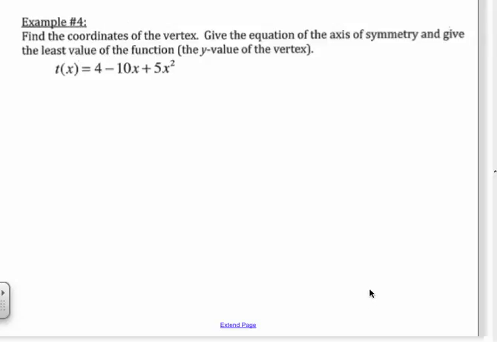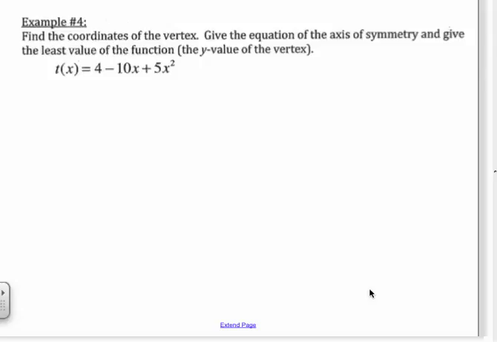Okay, gentlemen, example number 4 says find the coordinates of the vertex, give the equation of the axis of symmetry, and give the least value of the function, the y value of the vertex. Okay, so I don't even have to graph this thing. That's good, but you know what?